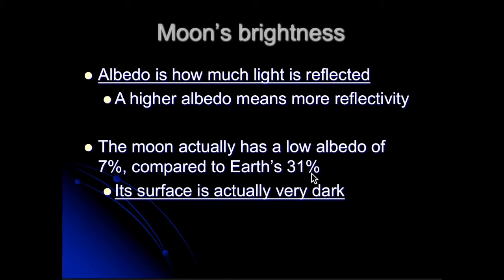If we look at the moon's brightness, the term albedo refers to how much light is reflected. A higher albedo means more reflectivity. But the moon actually has a very low albedo, of only about 7% compared to Earth's 31%. So while it appears really bright in our sky, it really only reflects 7% of the light that hits its surface. Its surface is actually very dark.